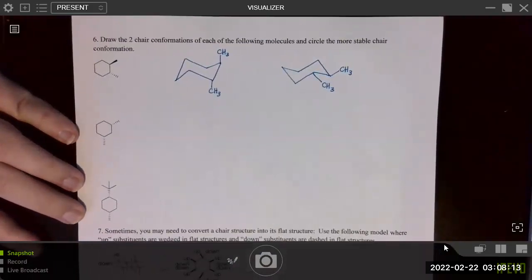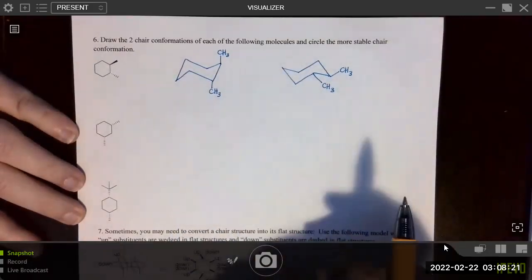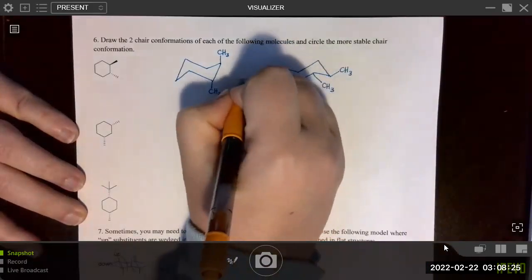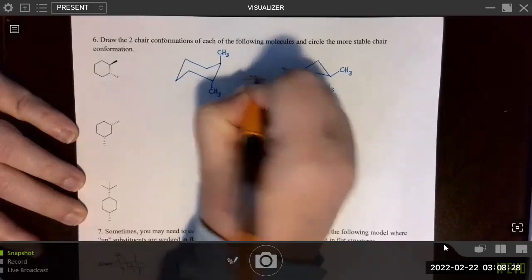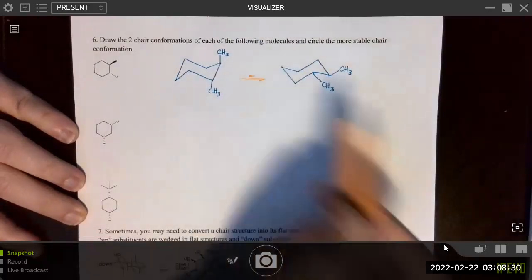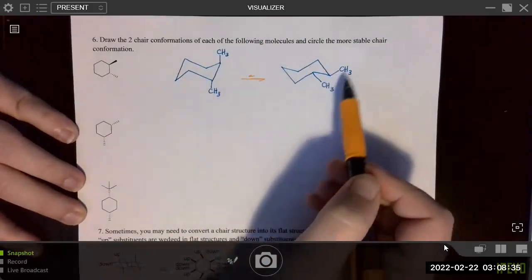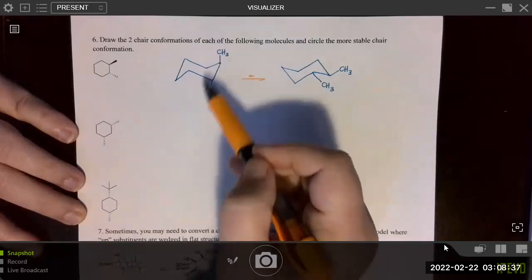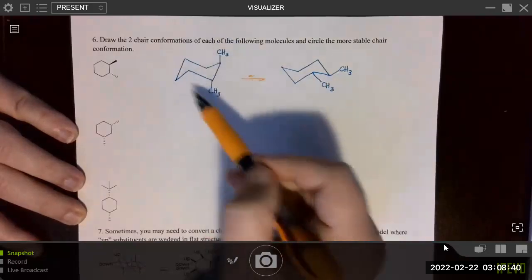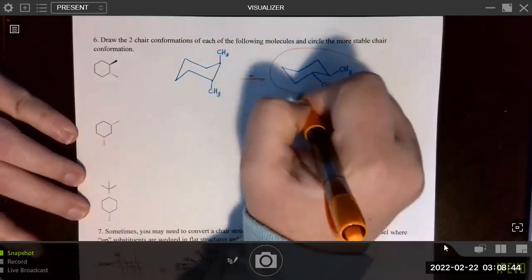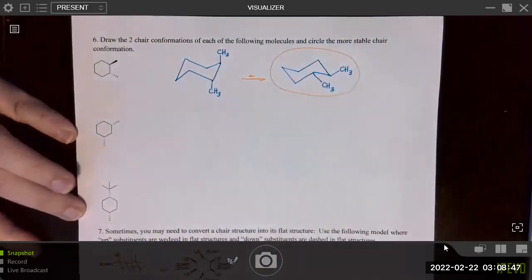Now, which one of these is more stable? It says circle it. We can also indicate that with an equilibrium line, so we could do something like this. This tells us that this one is more stable because the equilibrium will favor it. The reason is that the methyls are equatorial over here versus axial, and axial will have 1,3 diaxial strain. So we'll just circle this one because it told us to circle it.